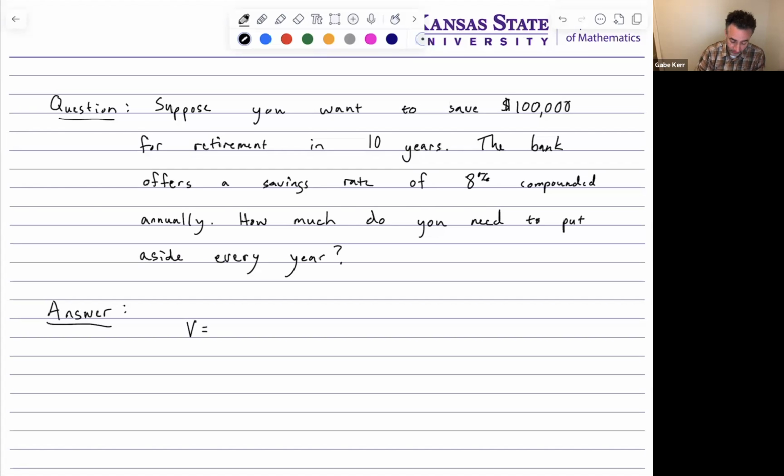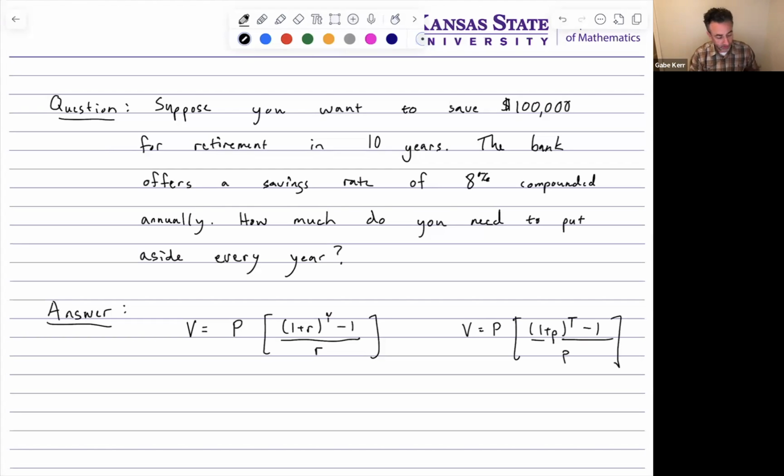It's the value of your retirement, final value, is equal to P times (1 plus R) to the Y minus 1, over R. Okay, so this is one of the formulas that you'll see. And then another formula you'll see will look very similar. It would look something like P times (1 plus p) to the T minus 1, over p, something like this. And you may be like, well, which one do I use? Do I use the one with the R and the Y, or do I use the one with the p and the T?